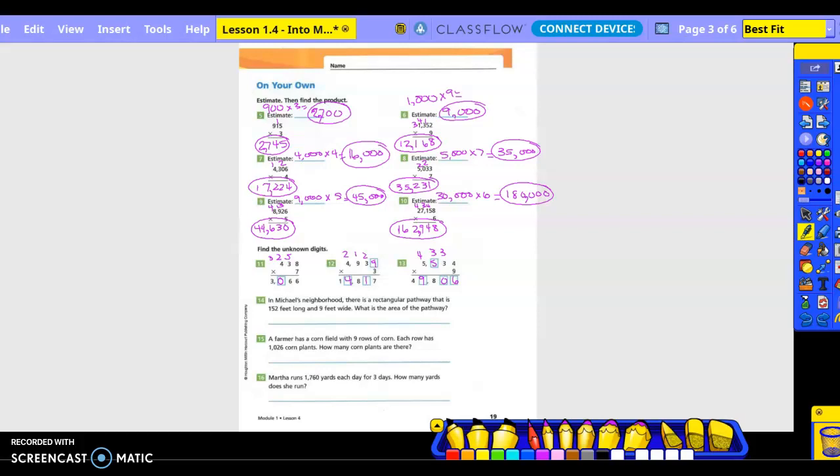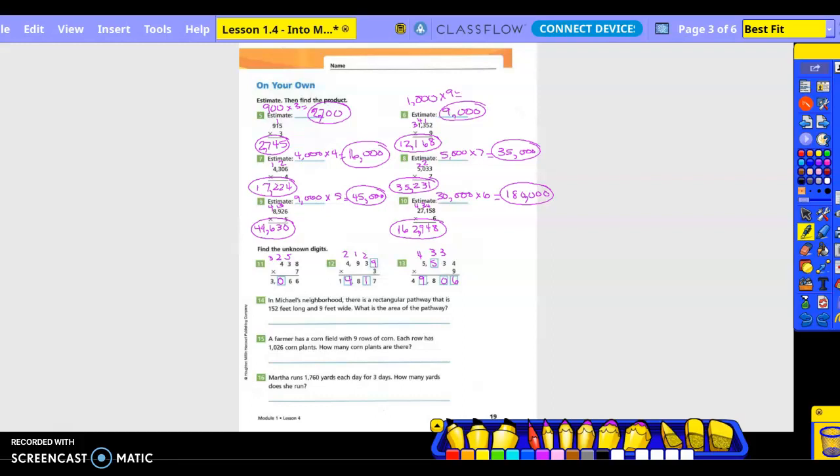History into Math lesson 1.4. This is the part 2 recording of it. Number 14. In Michael's neighborhood, there is a rectangular pathway that is 152 feet long and 9 feet wide. What is the area of the pathway?